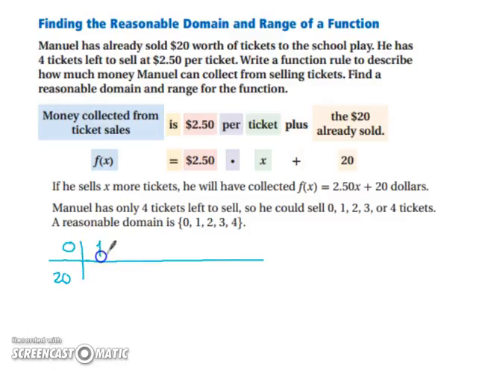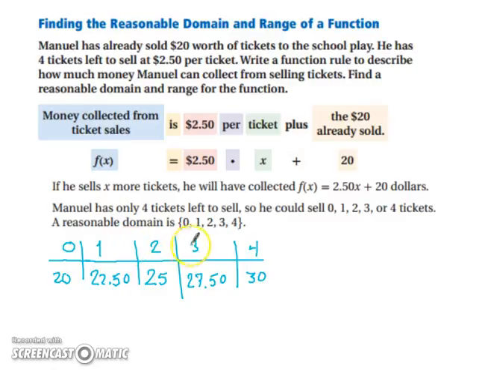Alright, so what if he were to sell 1 ticket? So 1 times 2.50 plus 20 gives you $22.50. Well, what if he sold 2 tickets? So it would be 2 times 2.50 plus 20, which gives him $25. And then 3 tickets would be $27.50. And 4 tickets would be $30.